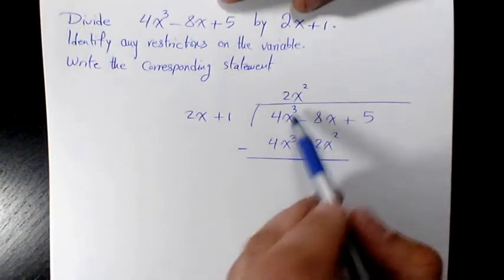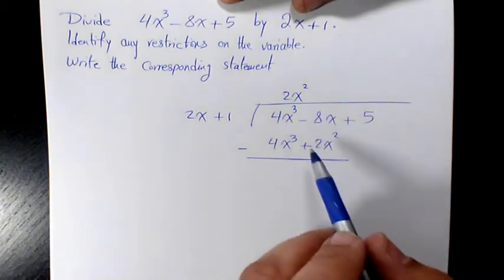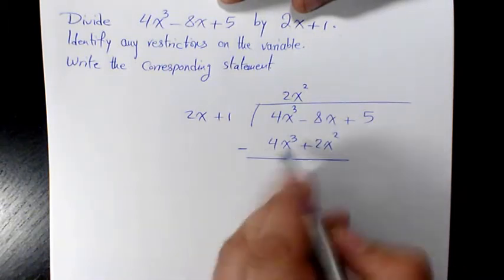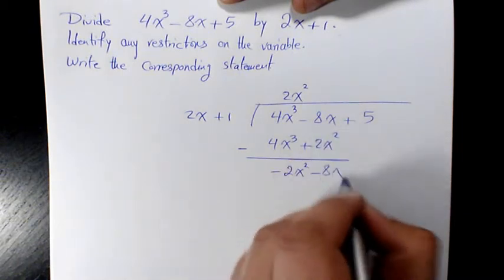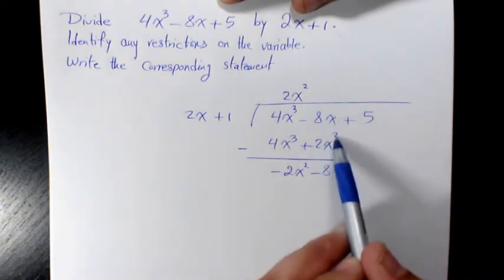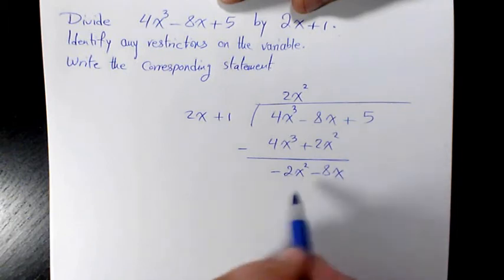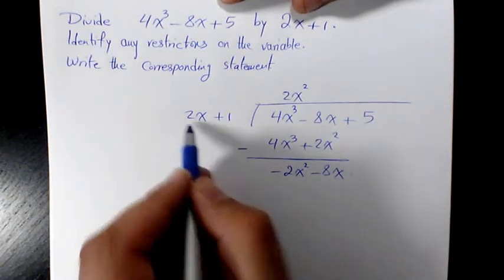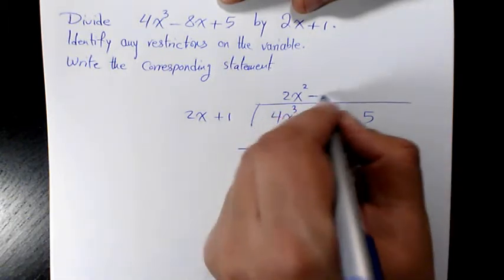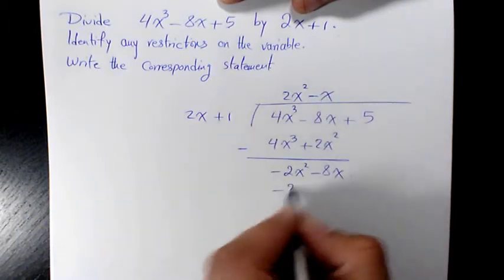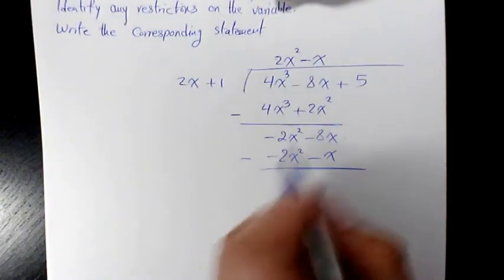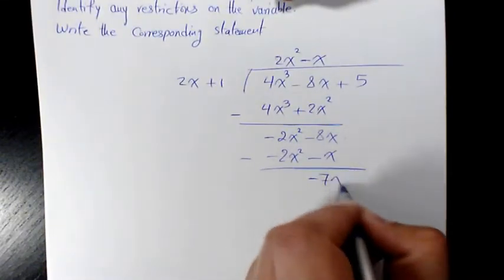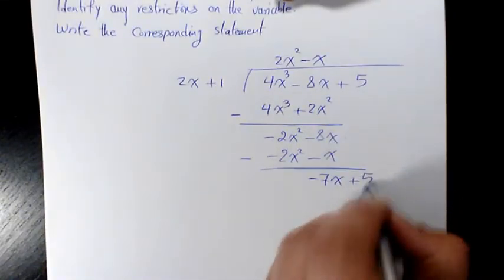When you subtract them, these two cancel out, and here we're going to have negative 2x squared minus 8x. Remember, this one is x, this one is x squared, so we need to keep both of them. Then negative 2x squared by 2x is going to be negative x. When you multiply, it's negative 2x squared minus x. When you subtract them, these two cancel out and we have negative 7x. Bring this one down, 5.